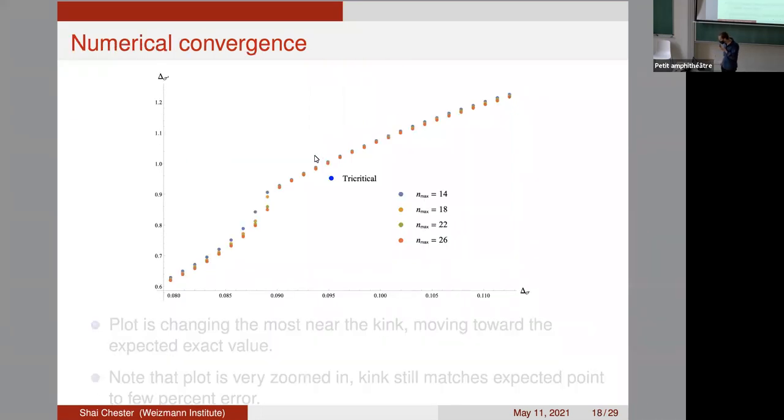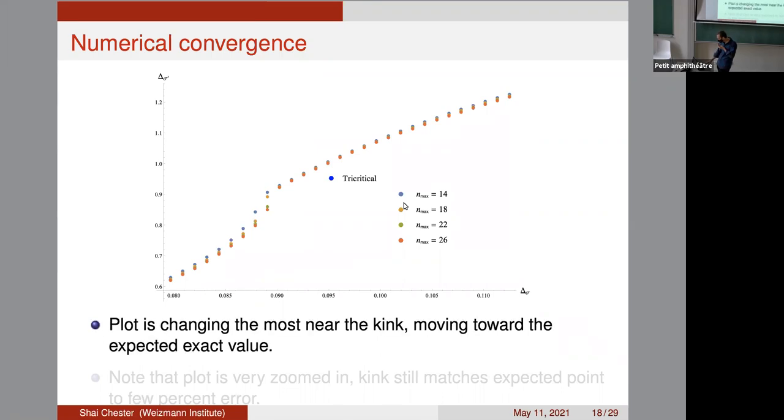Now, numerical convergence. Because this is a work in progress, we're not done yet. We intend to go to way higher precision, and so I wanted to show you some brief results about how this is going to change. In this plot, I'm just zooming in on the region near the tricritical kink. So this is an extremely zoomed in plot. That's why the tricritical exact value seems a little bit far away from the kink.